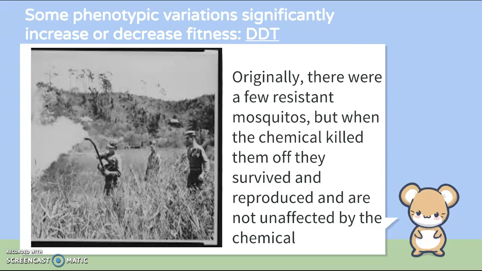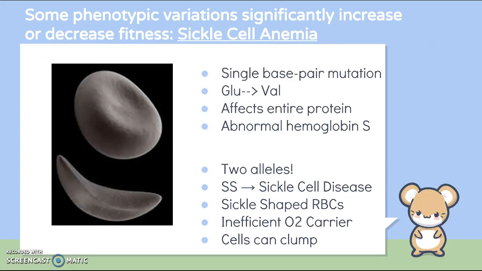Okay, so some phenotypic variations significantly increase or decrease fitness. Maybe it'll wipe out the entire organism before it can reproduce. An example of that is DDT in mosquitoes. Originally there were a few resistant mosquitoes, but when the chemical killed the others off, which we sprayed profusely in the United States and in other countries, some of them survived, and the ones that survived were able to reproduce and pass this resistance to DDT on to their offspring, and then we got a lot of DDT resistant mosquitoes.